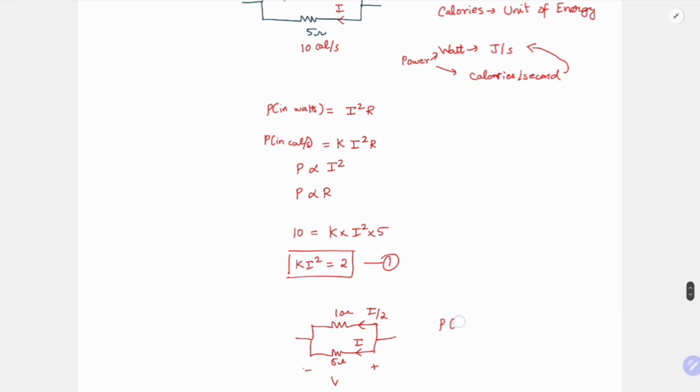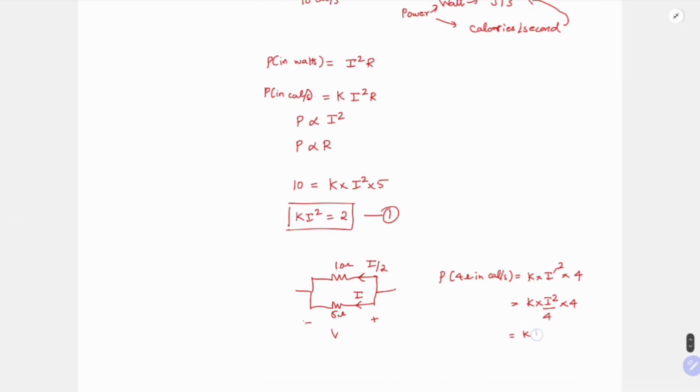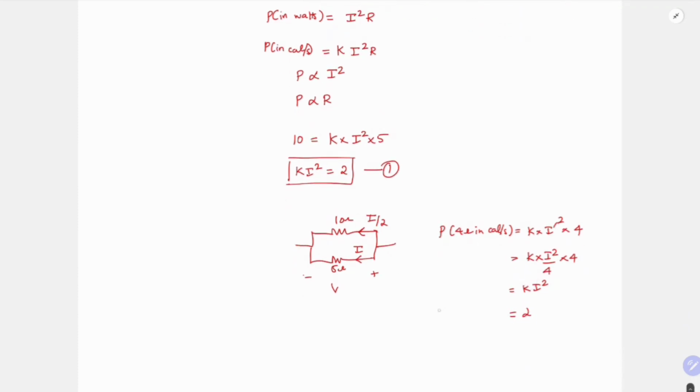So our power of the 4 ohm in calories per second is nothing but K into this I prime square into 4. I prime is nothing but I by 2. So K into I square by 4 into 4, which is nothing but K I square. K I square we already got, which is equal to 2. So the power dissipated as heat in the 4 ohm in calories per second is equal to 2. So 2 calories per second.